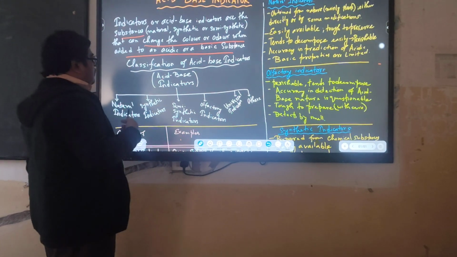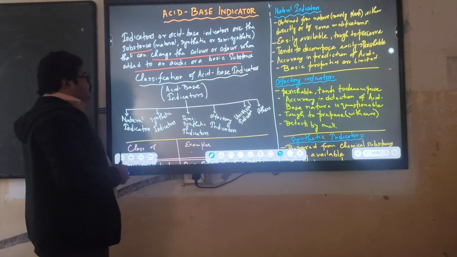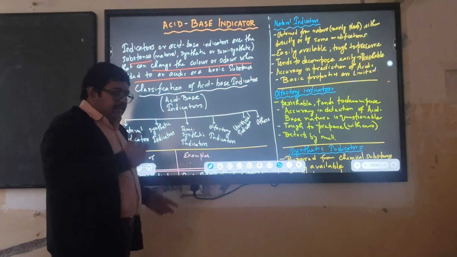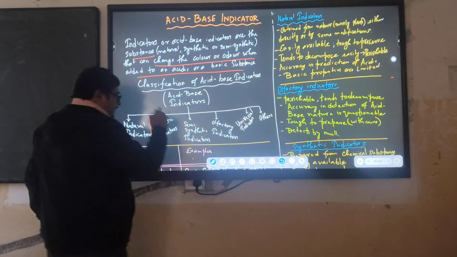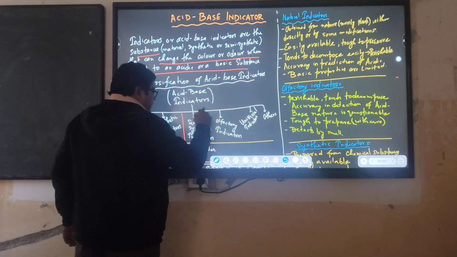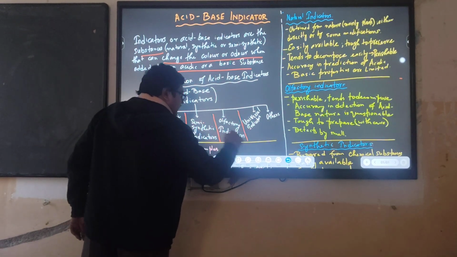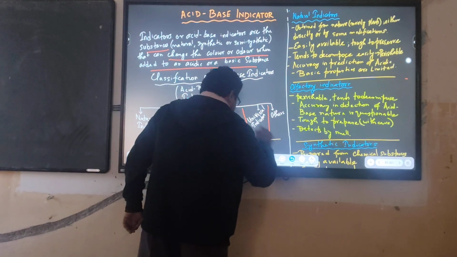Now, if we try to classify these indicators, the first job that we do is classifying them by the way they are available. So, the first class is natural indicator, then comes synthetic indicator, then semi-synthetic indicator, then olfactory indicator, and last but not the least, universal indicators and others.